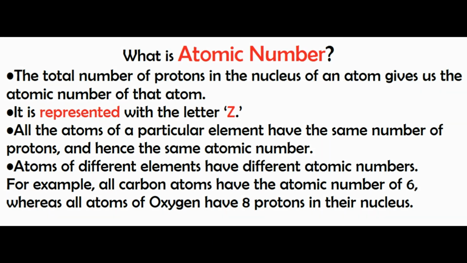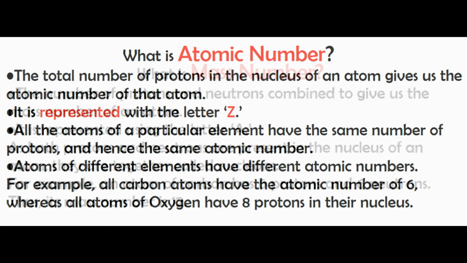The hydrogen atom has one proton in its nucleus. Its atomic number is 1. Carbon atom has 6 protons in the nucleus. Its atomic number is 6. An oxygen atom has 8 protons in the nucleus. What will be the atomic number of oxygen? So, each element has its own atomic number. We can identify an element by its atomic number.